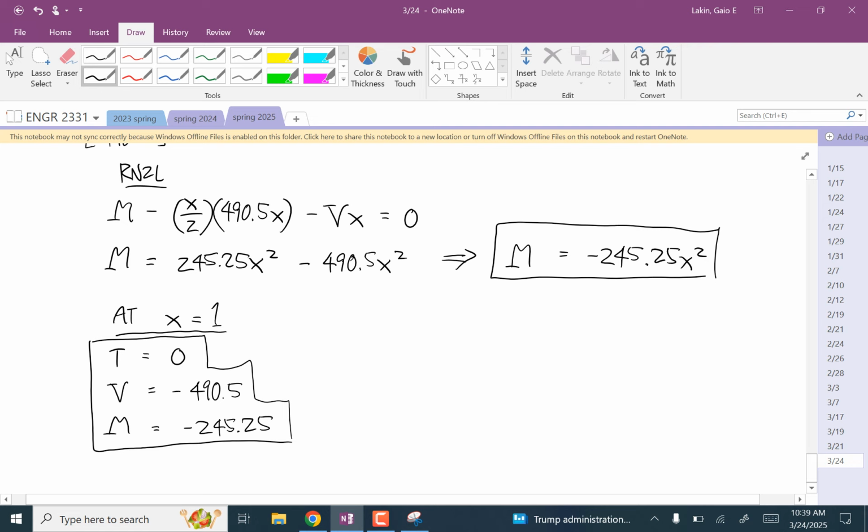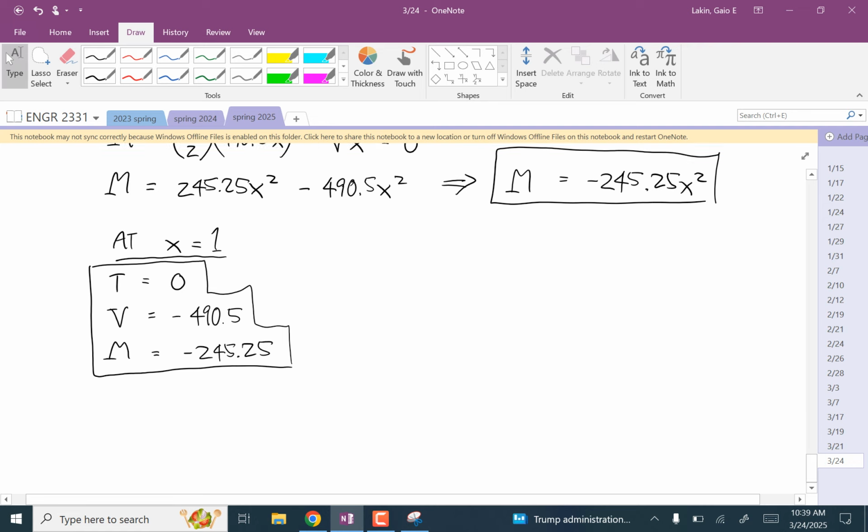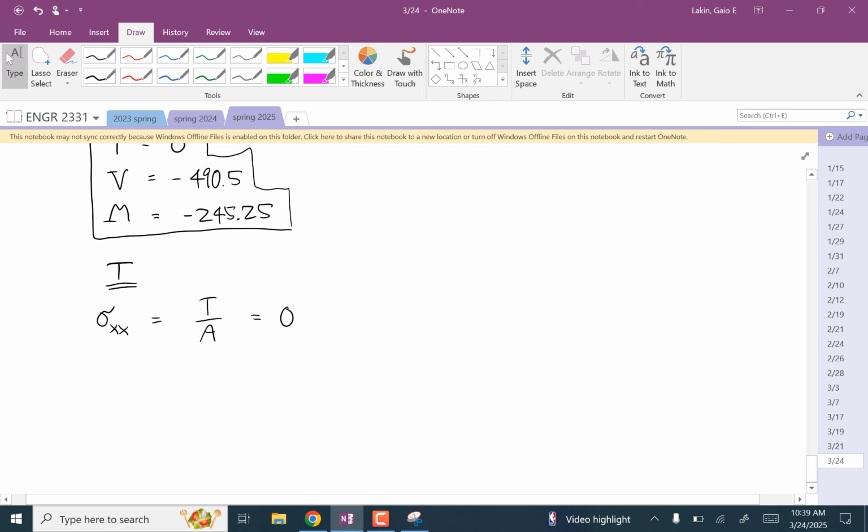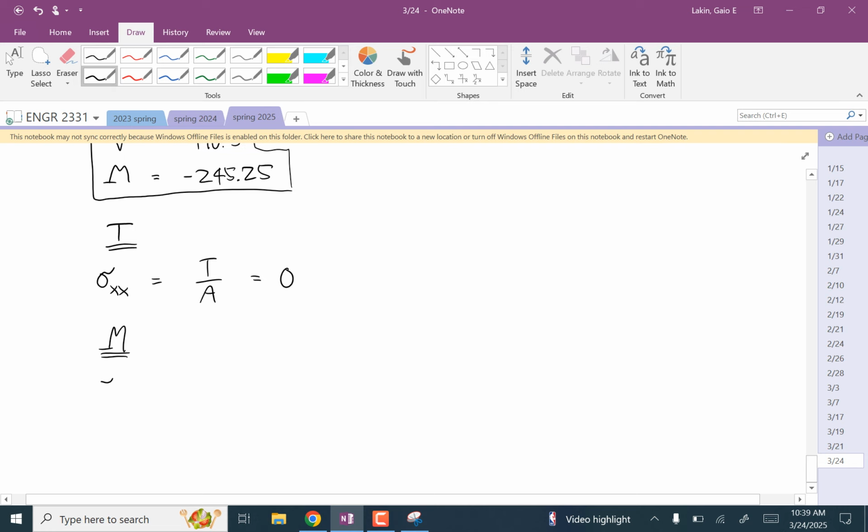And now that we have those internal loads, we can start calculating the stresses. Tension compression is equal to T over A, which is 0. So there's no stress due to tension compression. Now bending moment, sigma xx is equal to negative My over I.